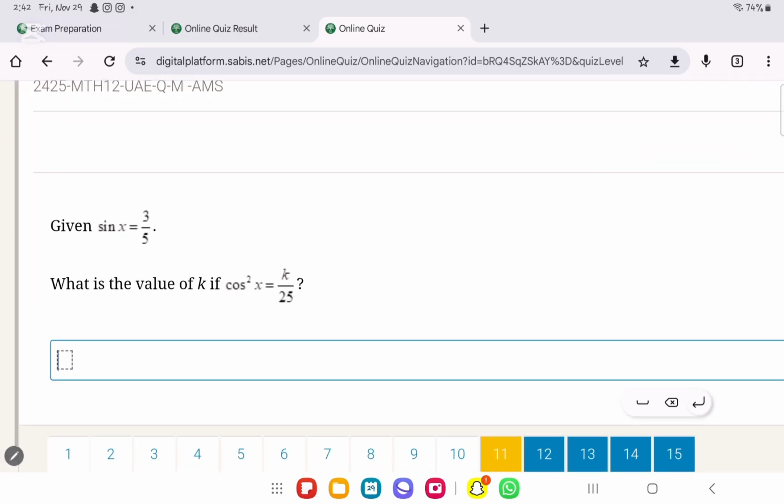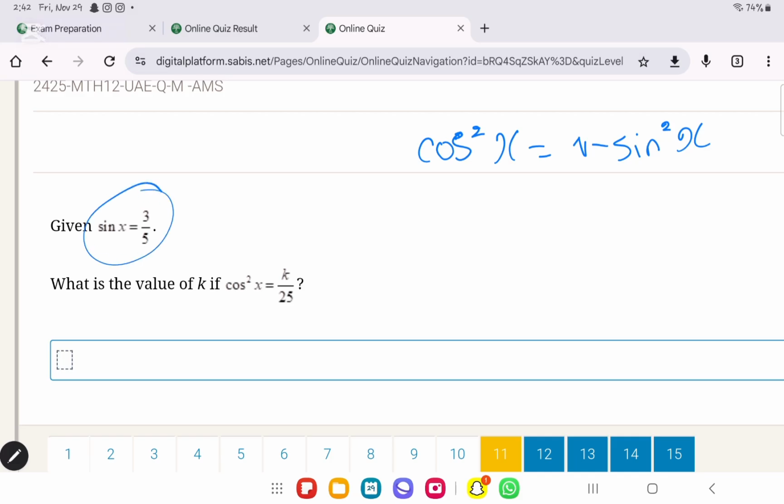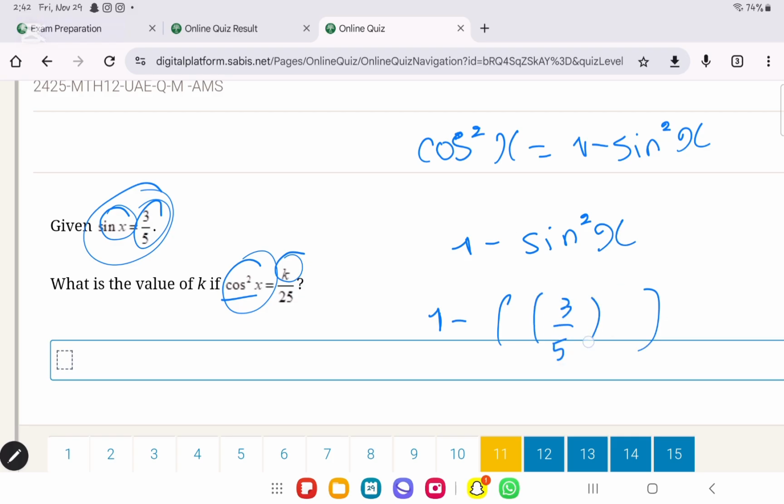This is also, we're going to apply that cosine squared x is equal to 1 minus sine squared x. So they told us sine x is 3 over 5. Okay, what is the value of k if cosine squared x is k over 25? Very simply, substitute cosine squared x by 1 minus sine squared x. And we know that sine x is 3 over 5. That means sine squared x is going to be 3 over 5 squared. So in other terms, it's going to be 1 minus 3 over 5 squared.